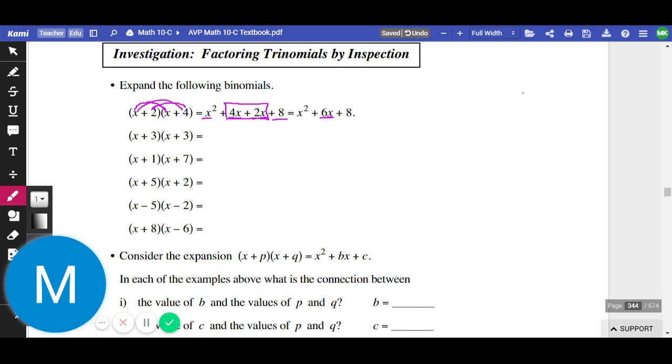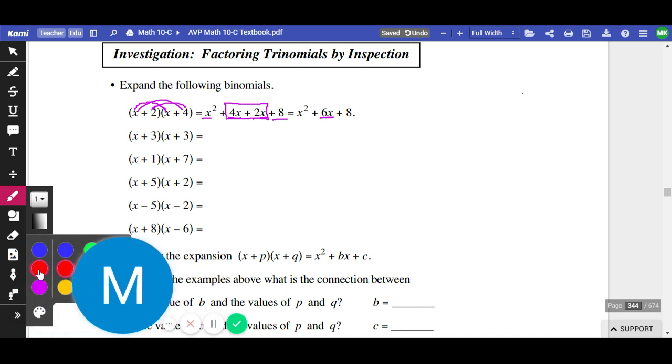If you check the next couple of examples, we're going to notice that this is a trend that keeps happening. So as I multiply these 2 things together, this question right here, x times x would become x squared. X times 3 would become plus 3x. 3 times x becomes plus 3x. And 3 times 3 becomes plus 9.